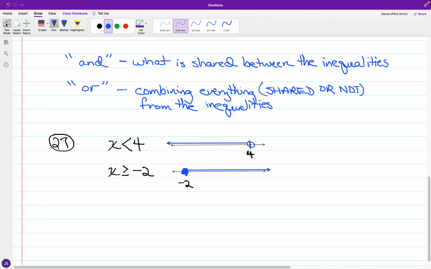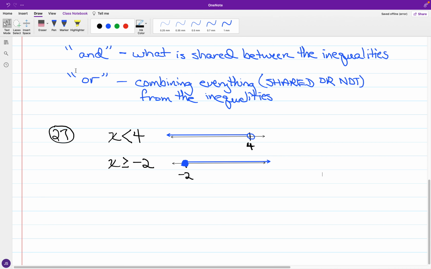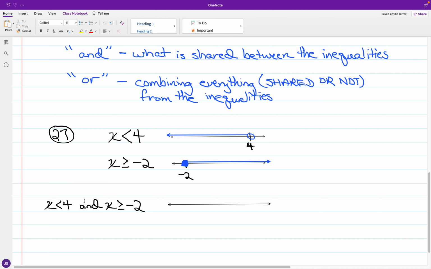Okay, now for what we have in terms of the combining terms, for the first part, if we're looking at the set of values whereupon x is less than 4 and we have that x is greater than or equal to -2, again, with the linking word and, you're looking at what will be shared between the inequalities.